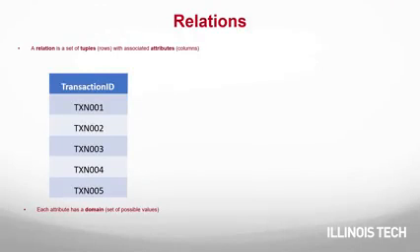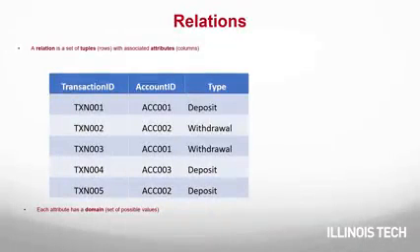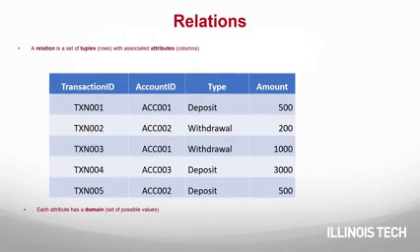So first, the fundamental concept of a relation. A relation is defined mathematically as a set of tuples, each with associated attributes. If we think of a spreadsheet table or a database table, we can think of each row as representing a tuple, which is information about one thing. In this particular example, we have a set of banking transactions. Each transaction is represented on one row as a tuple with 5 pieces of information: a transaction ID, identifying the transaction uniquely, an account ID, identifying which account the transaction was made against, the type of transaction, whether it was a deposit or withdrawal, the amount, and the date of the transaction.